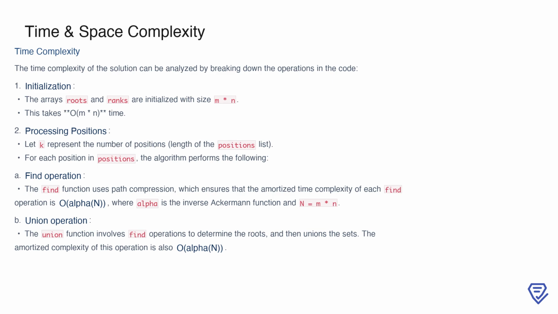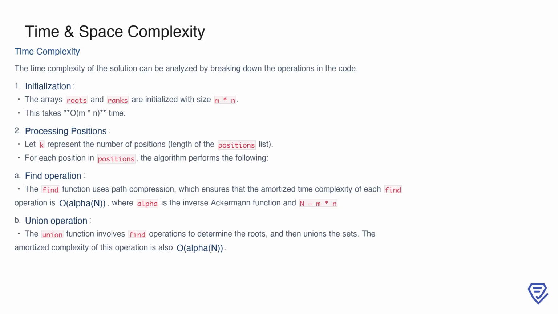First, during the initialization phase, we create two arrays, roots and ranks, each with a size proportional to the total number of cells in the grid, which is m*n. This step takes O(m*n) time. Next, we process the list of positions, where k represents the number of positions provided.